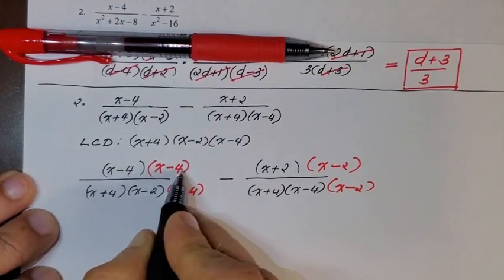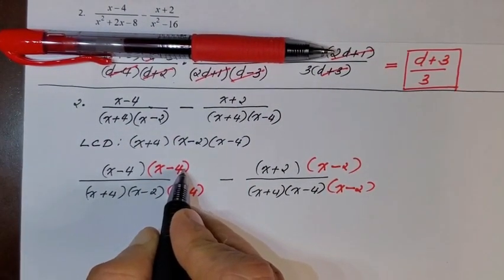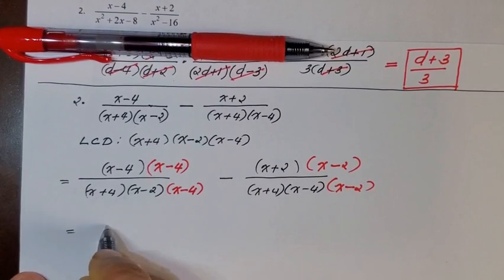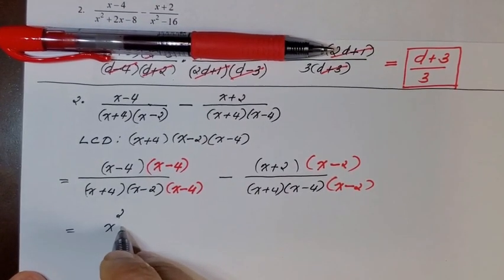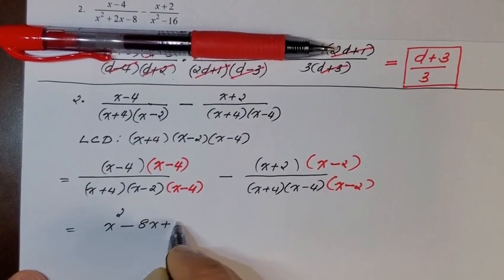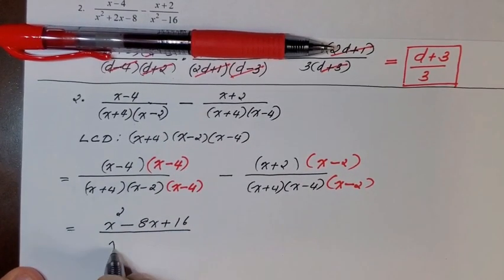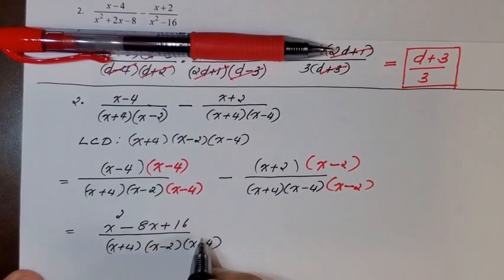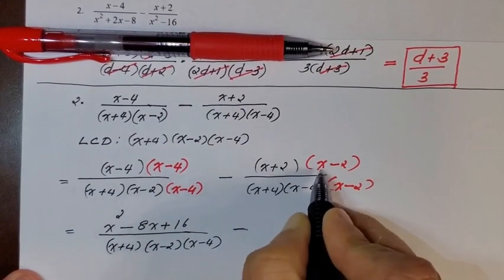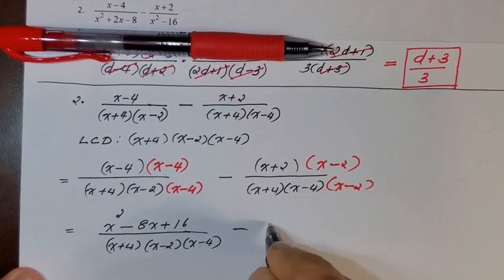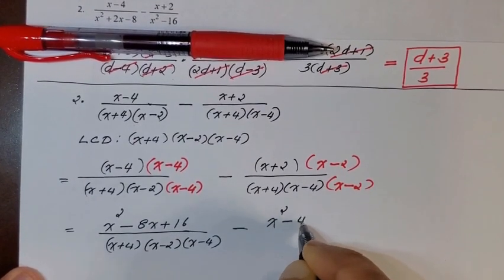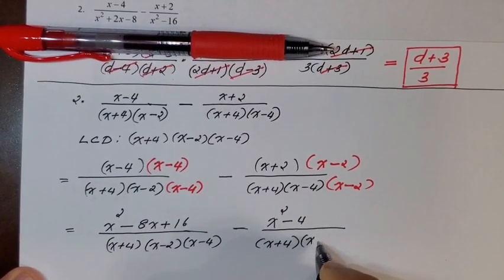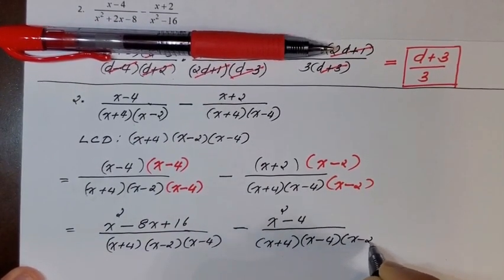So x minus 4 times x minus 4 is an identity, or you can just use the FOIL multiplication. So that is going to be x squared minus 8x plus 16 divided by (x plus 4)(x minus 2)(x minus 4), then minus, this is a plus b times a minus b format. It's going to be x squared minus 4, which is difference of squares. Okay, x plus 4, denominator is (x plus 4)(x minus 4)(x minus 2).